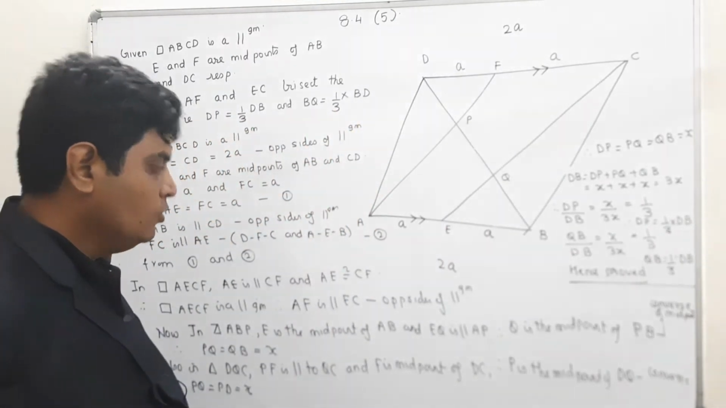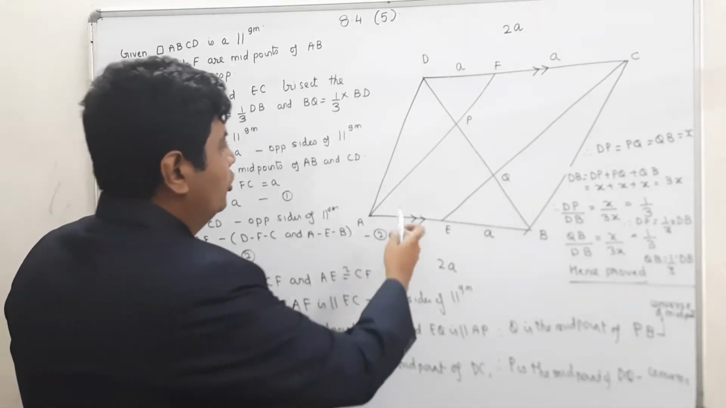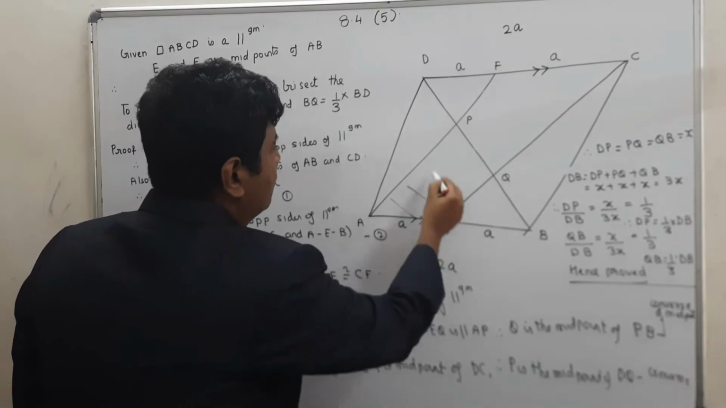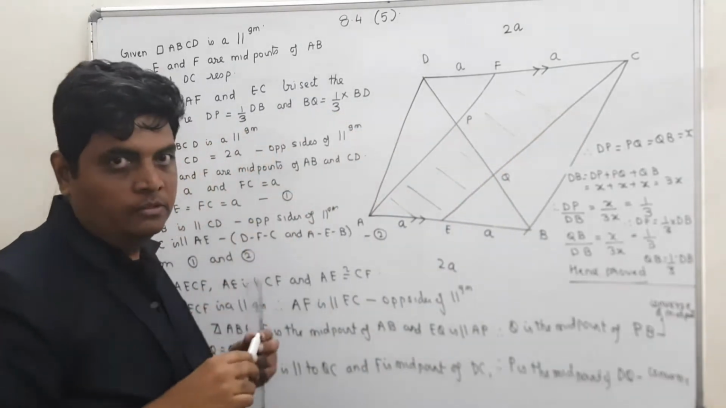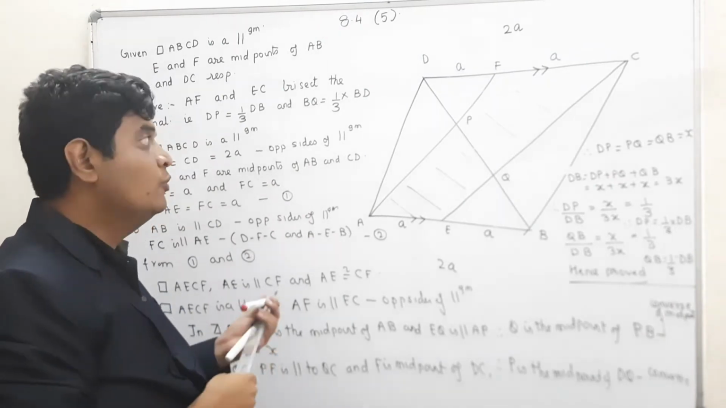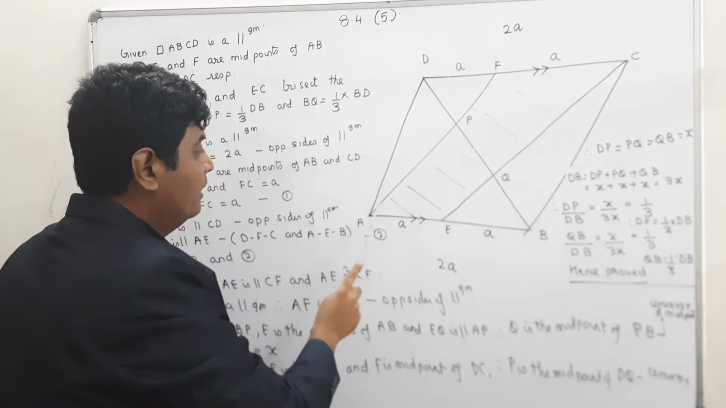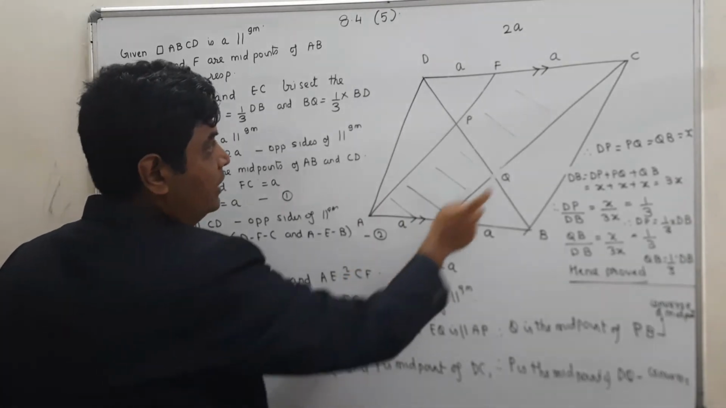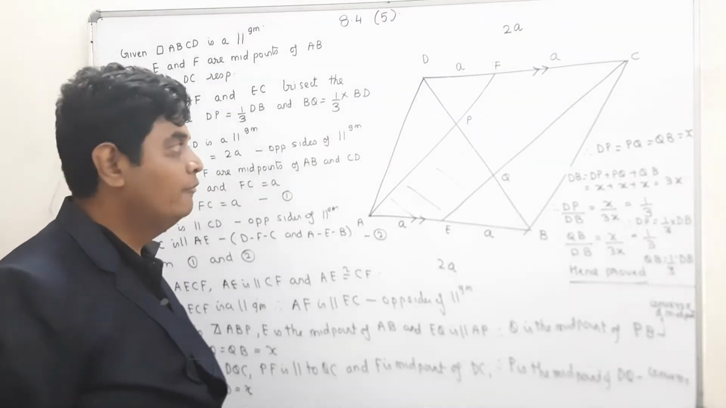Now, what is the first step? You have to remember this sum properly. The first step is you have to prove this quadrilateral is a parallelogram. Nothing is given about it. First, you will have to prove this quadrilateral is a parallelogram. Which quadrilateral? Quadrilateral AECF is a parallelogram that you will have to prove.